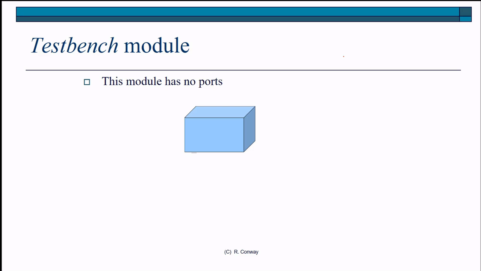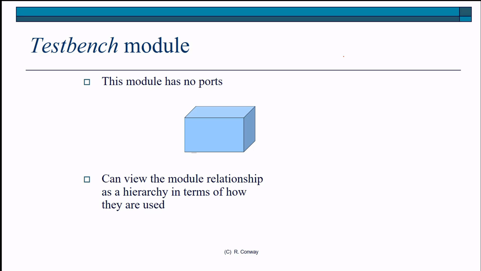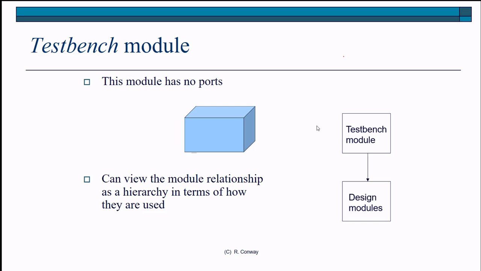Inside the test bench, the data to test the module is defined or obtained, and the design module to be tested is specified. We can view the module relationship between the test bench and the design module as part of a hierarchical structure, and it can look like this. At the top of the hierarchical structure we have the test bench module, which relies on modules beneath it, that is the design module that is to be tested.